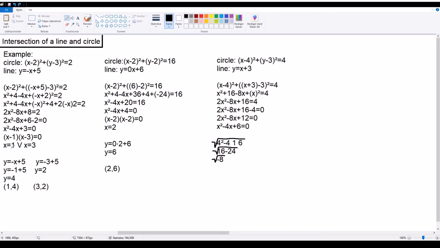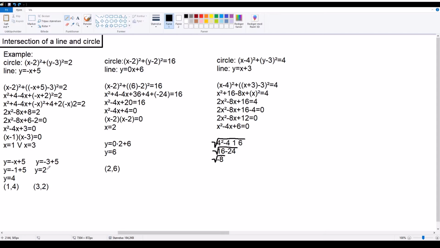So what you want to do here is put each of these x's into the line's equation. So you get y equals -x plus 5 here. You put in the x value for here, so you get y equals -1 plus 5, meaning that y equals 4, meaning that the coordinates for this intersection point are (1, 4).